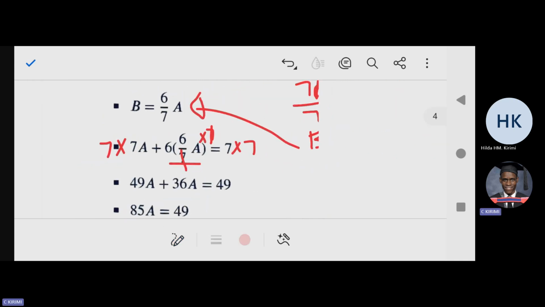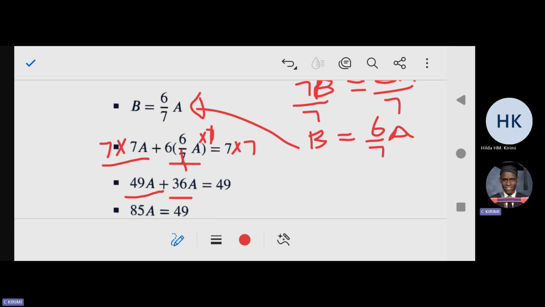After they cancel, which means now we are having 6 times 6 multiplied by a, which is what? 36a. 7 times 7a, 49a. 7 times 7, 49. Are we together?